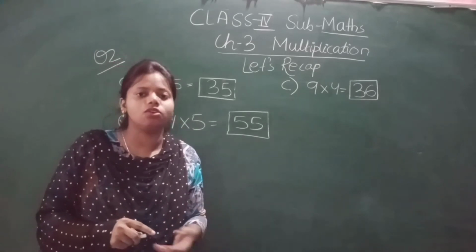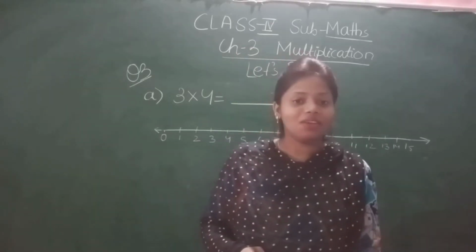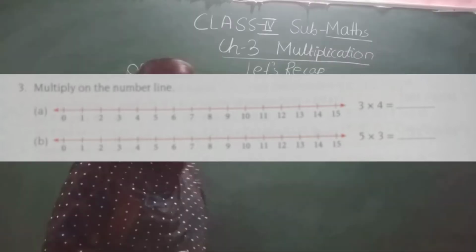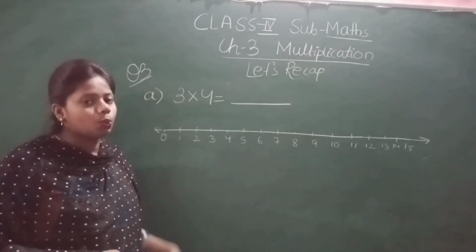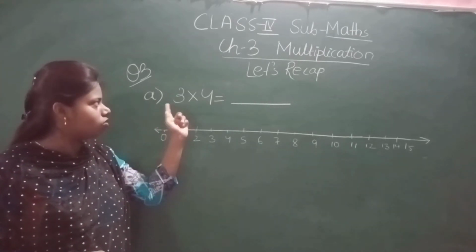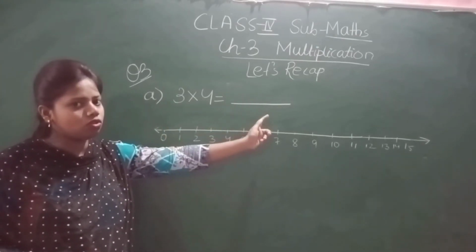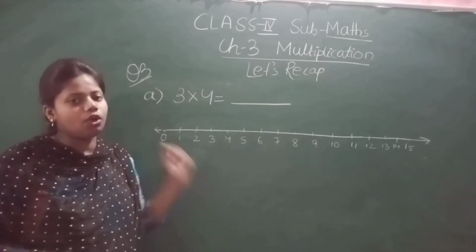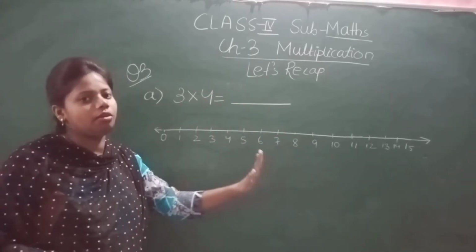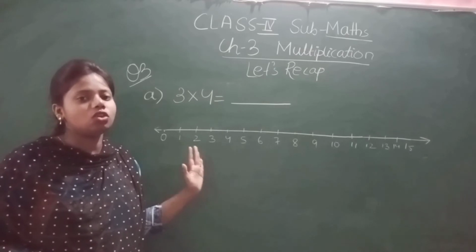Now let's see question number 3. Question number 3 is multiply on the number line. Now see it. We know how to multiply like this. Now 3 into 4 is equal to how much? 12. We know 3 4s are 12. But we are going to multiply this on a number line.